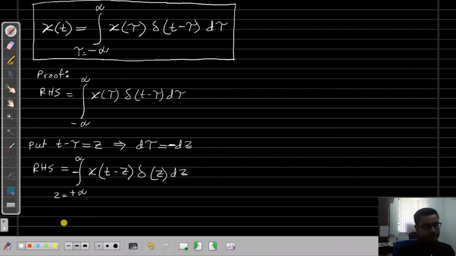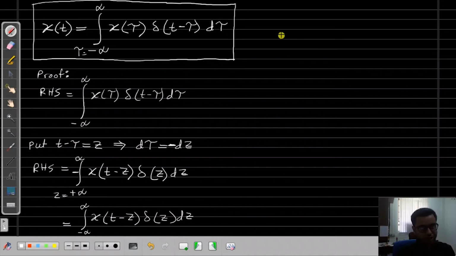Okay, and now you can use this minus sign and change the limits of integration, making it minus infinity to plus infinity, x of t minus z, delta z, dz.